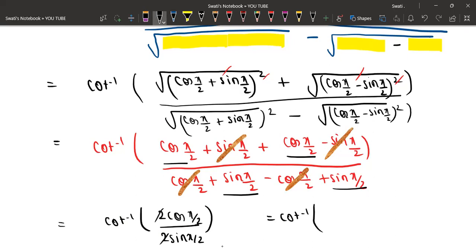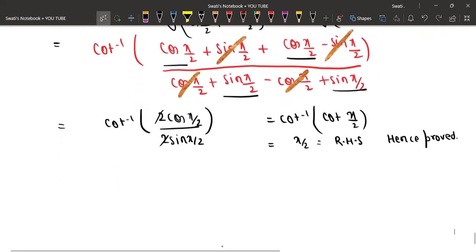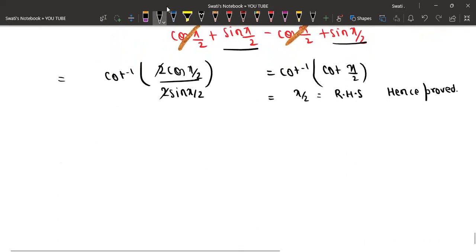We know that cos theta upon sin theta is cot theta. So using this formula, this will become cot x by 2. And we know that cot inverse cot theta is theta. So therefore, this will simply become x by 2. And this is nothing but our RHS. Hence, proved. Okay, so we are done with this question as well. Now we can go to the 9th question. We have only 10. So yeah.